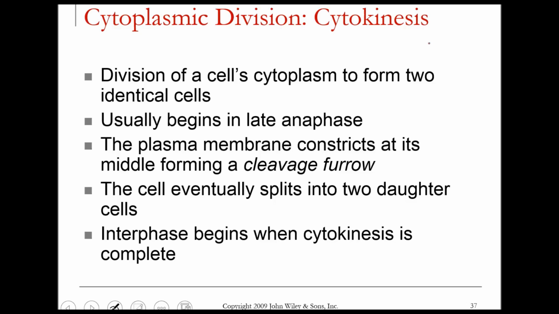Remember, during the last phase of growth in interphase, the cell made a lot of new organelles. So the newly formed cells would have some of each of the organelles. So this usually begins in late anaphase with the cell elongating a little bit, and then the plasma membrane will begin to be pinched along the middle, forming a structure called a cleavage furrow, which will keep getting deeper and deeper until the cell eventually will split into 2 daughter cells. Usually the cleavage furrow is very deep as we get into telophase. Interphase then will begin when cytokinesis is complete.